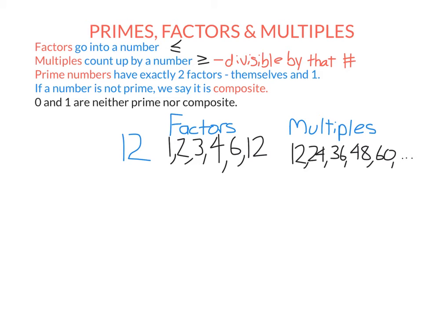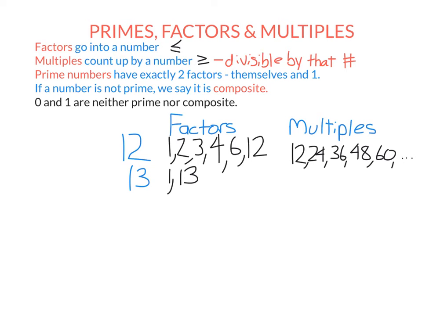Let's look at another number. Let's look at 13 and its factors. Well, 1 is again a factor. It goes evenly into 13. But 2 doesn't go evenly into 13, nor does 3, 4, 5, and so on. It turns out there are only 2 factors of 13, 1 and 13.